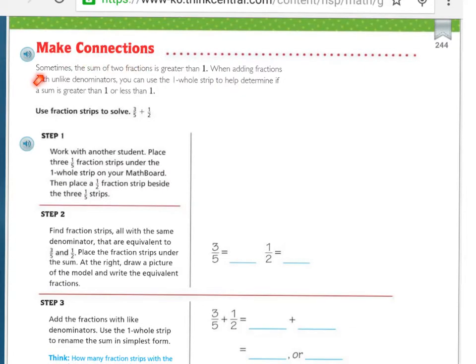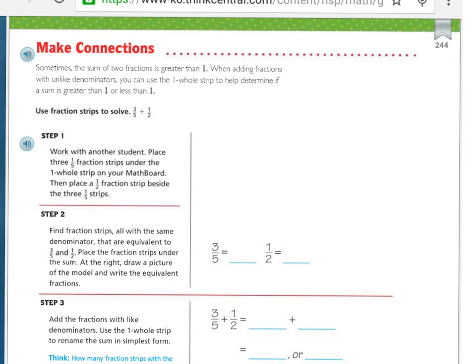Make connections. Sometimes the sum of two fractions is greater than 1. When adding fractions with unlike denominators, you can use one whole strip to help you determine if the sum is going to be greater than 1 or less than 1. So we're going to use fraction strips to solve 3/5 plus 1/2. Step 1. You're going to work with another student. Place 3 1/5 fraction strips under the whole strip on your math board. Then place the 1/2 fraction strip beside the 3 1/5 strips.